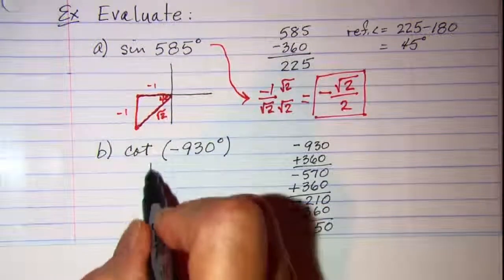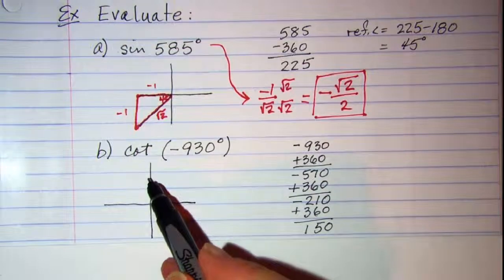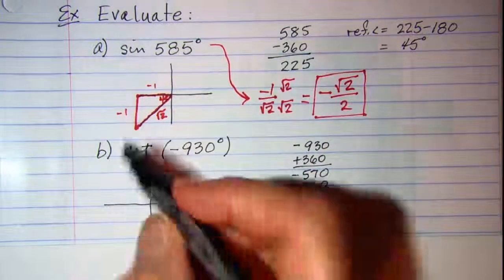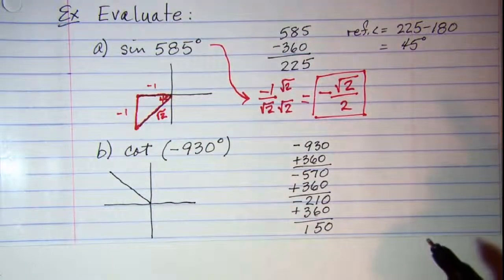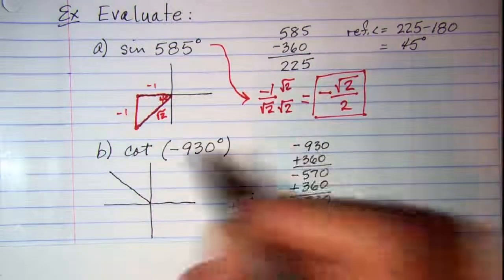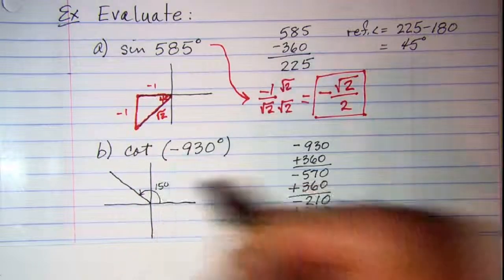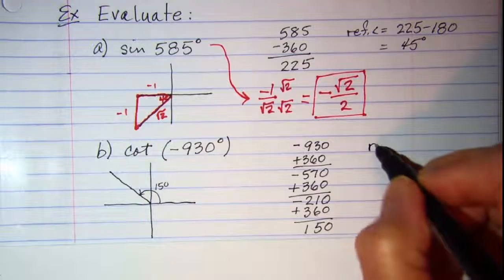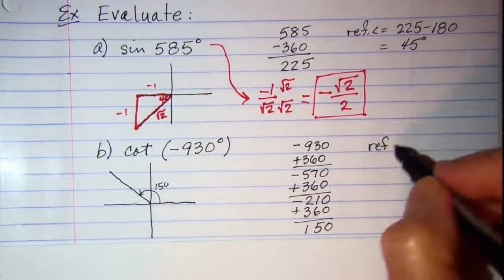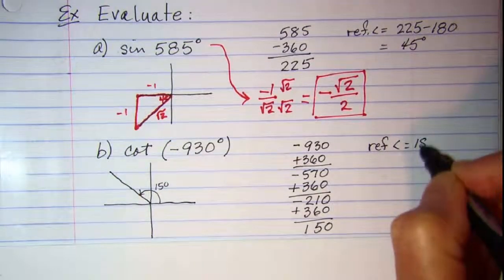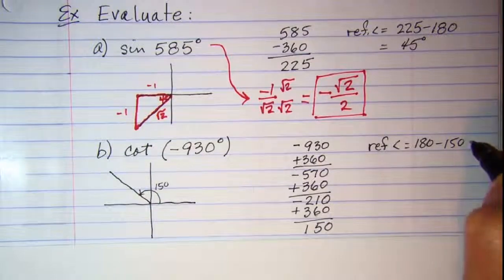So our drawing, 150 is more than 90 and less than 180, so the terminal side of that angle is in quadrant 2. This is our 150. So to find our reference angle, we want to take 180 minus 150. And we have 30.